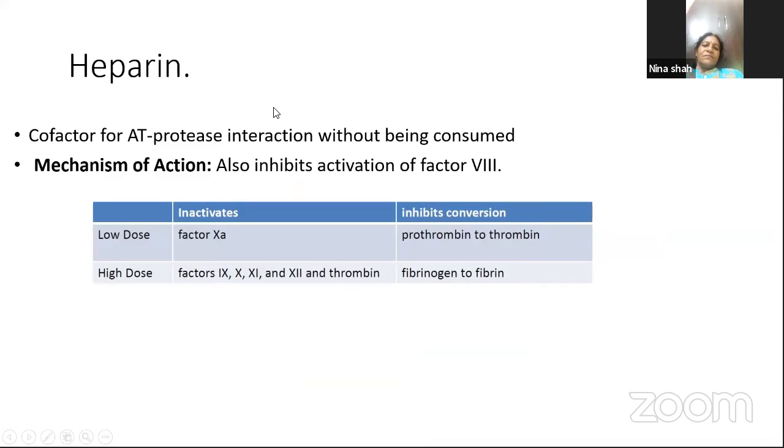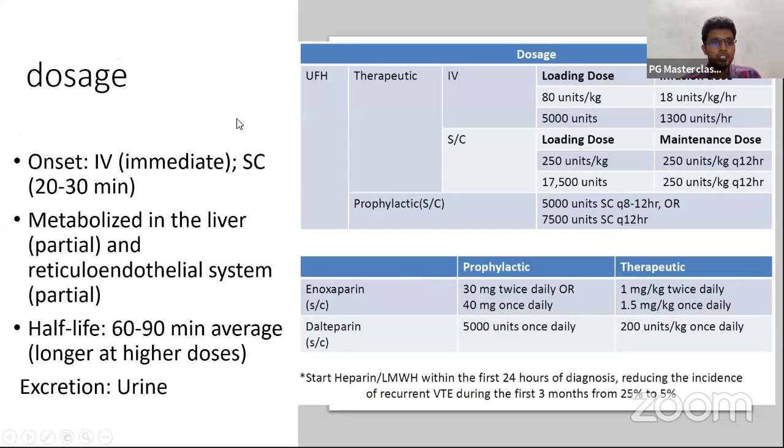Coming to heparin, it is a cofactor for antithrombin and protease interaction without being consumed. In low doses, it inactivates factor 10A, which inhibits the conversion of prothrombin to thrombin. In high doses, it inactivates factors 9, 10, 11, and 12 and thrombin, and inhibits conversion of fibrinogen to fibrin. Onset is immediate; when given subcutaneously, onset takes 20 to 30 minutes. It is mostly metabolized in the liver and reticuloendothelial system. The half-life is 60 to 90 minutes, and excretion is by urine.